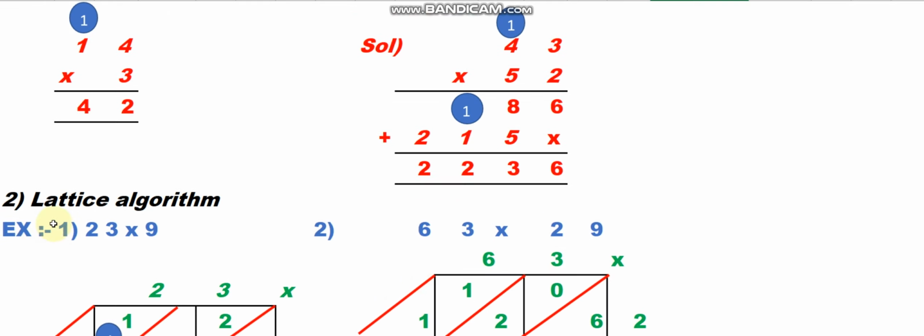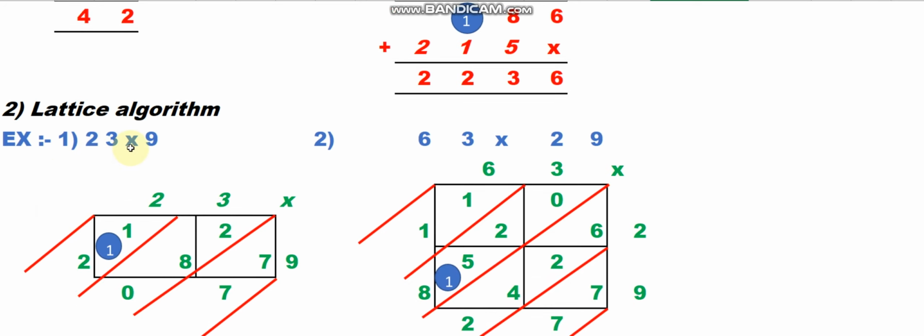Second method is the lattice algorithm. See, 23 into 9. Here 23 has two digits. Yes, you take one rectangle box divided into two parts. Then it is a one digit number. Here one box is enough. Means length is two boxes and width is one box. Why? Because here a one digit number is there.